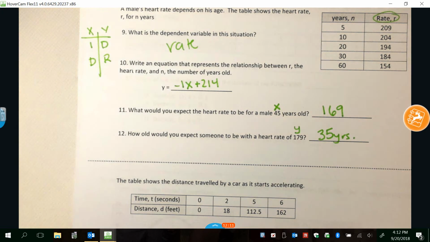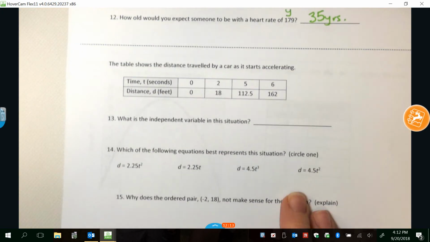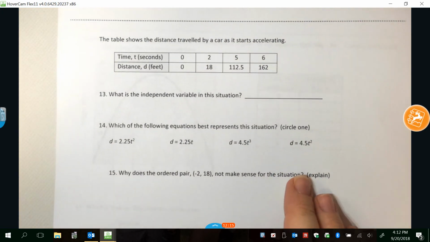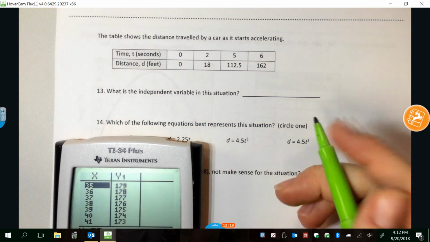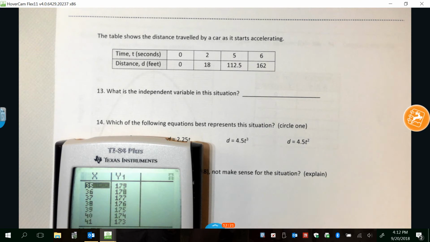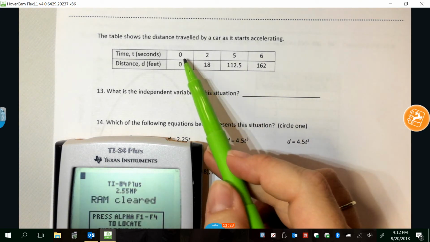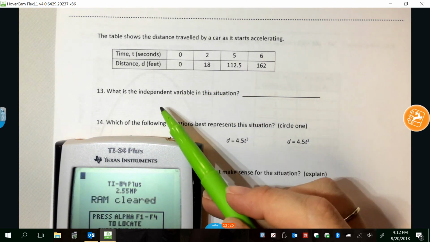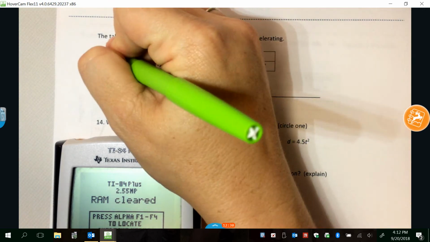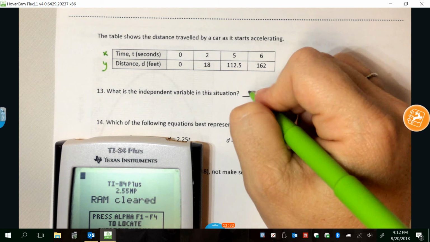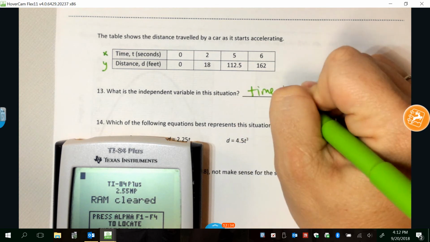So that is that equation, or problems. So now let's look at number 13 through 15. Okay, so it says the table shows the distance traveled by a car as it's accelerating. So it's 0 time, it hasn't accelerated at all. So it says what is the independent? So again, we talked about independent being our x. Remember, these tables, x is on top, y is on bottom. So x is our time in seconds.